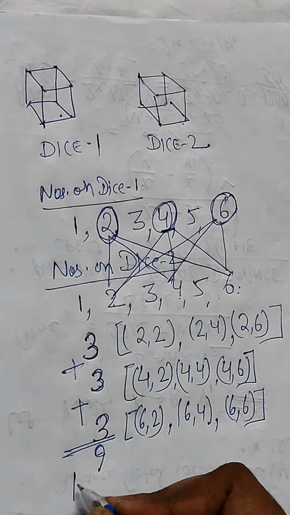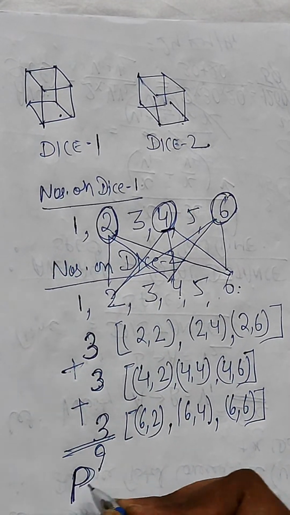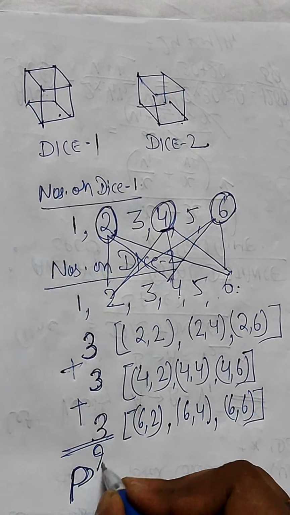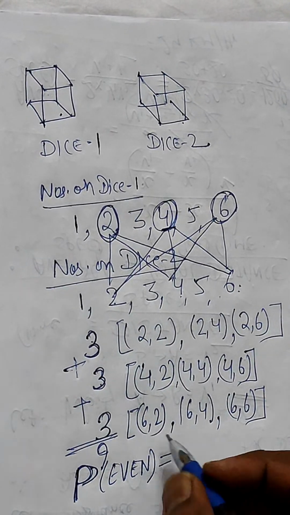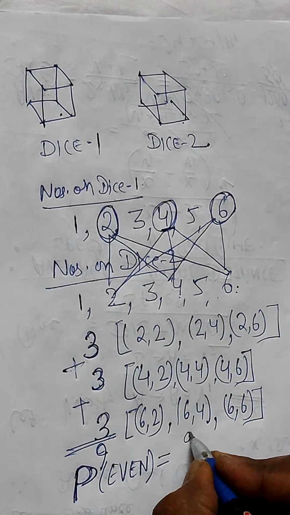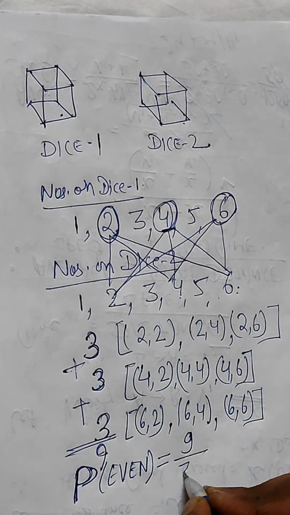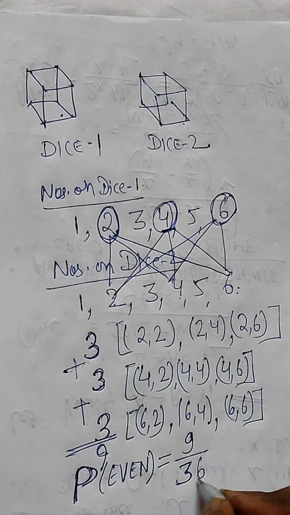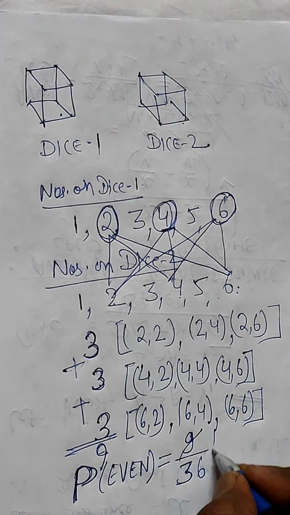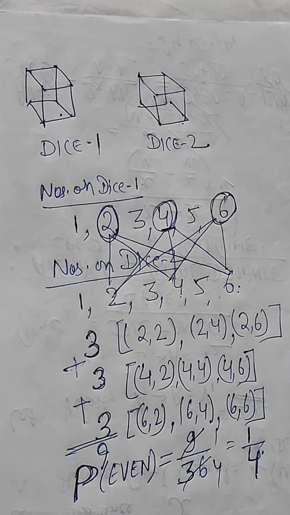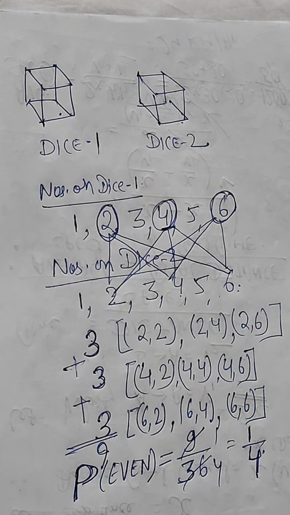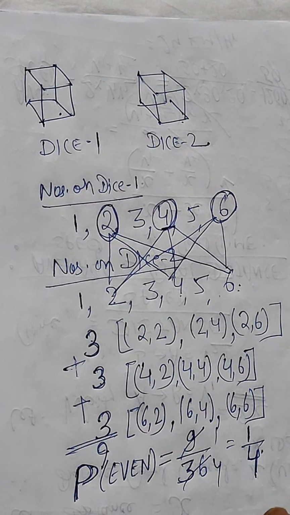So all this will come as 9, right? So the probability of even numbers on both dice will be 9 in the numerator divided by 36, that is 6 into 6, right? So this will come as 1 by 4. So 1 by 4 is your answer, right? So 1 by 4 is the required probability.